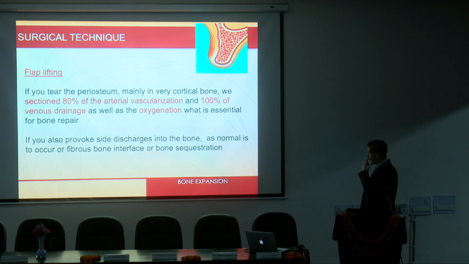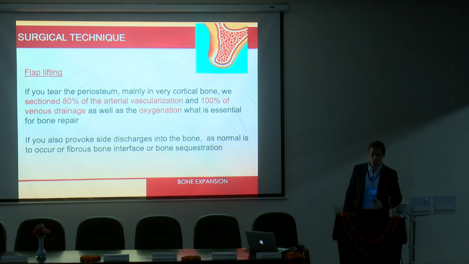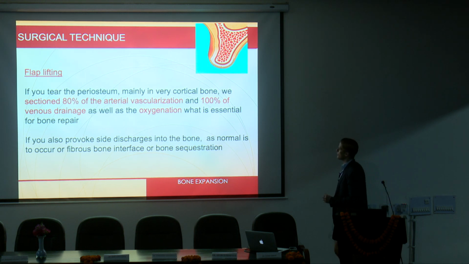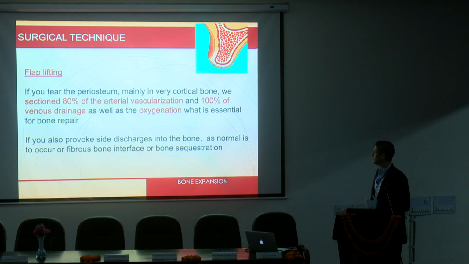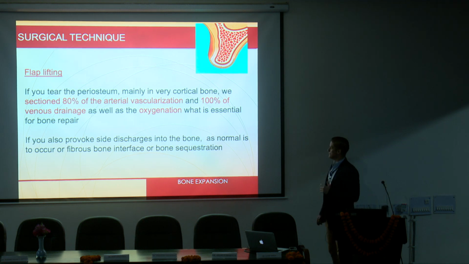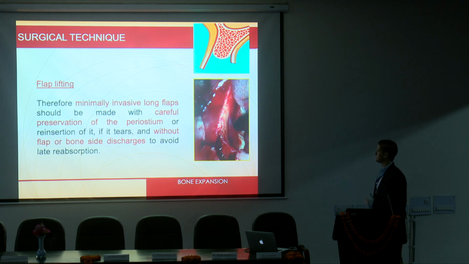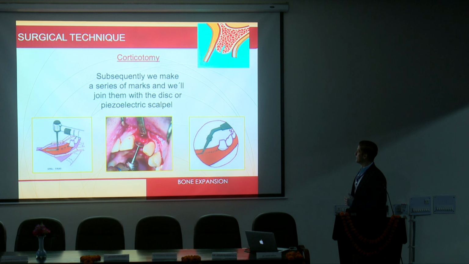Well, the flap, if we tear the periodontium, we are going to section 80% of the arterial vascularization and 100% of venous drainage. So if we can, we must make very soft or very non-traumatic incisions. Okay, and then we are going to make the corticotomy.